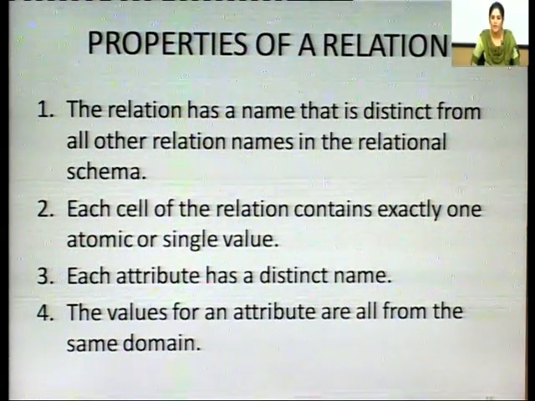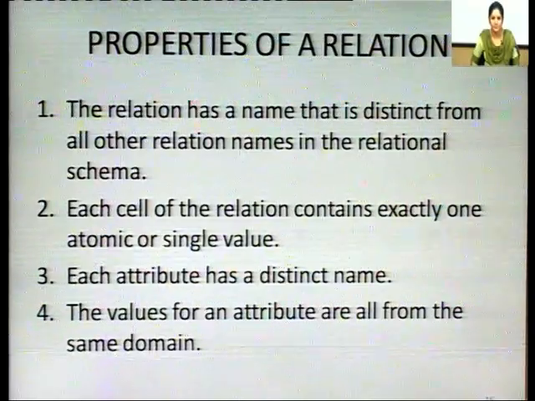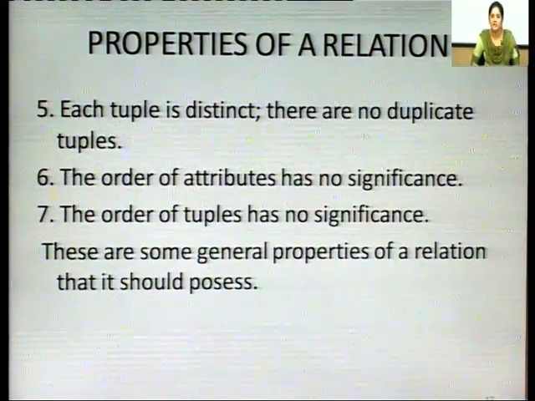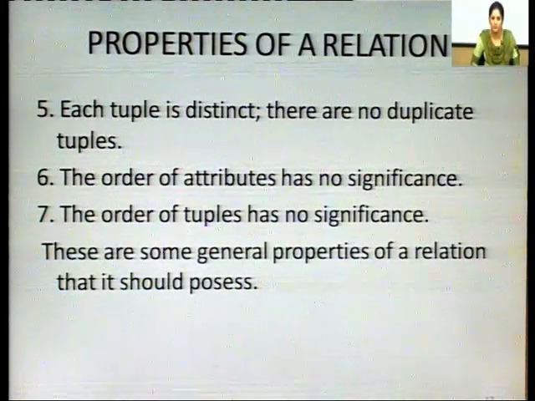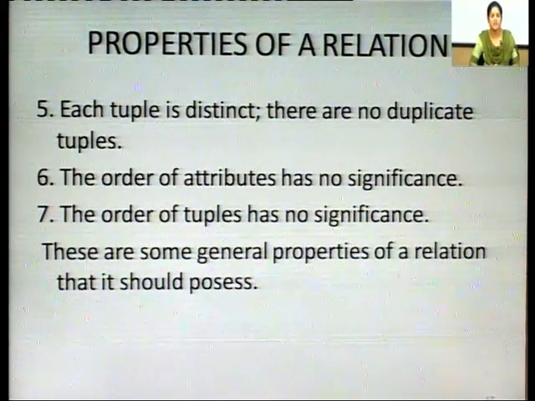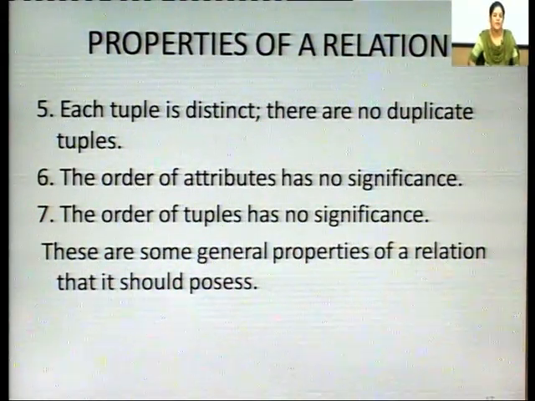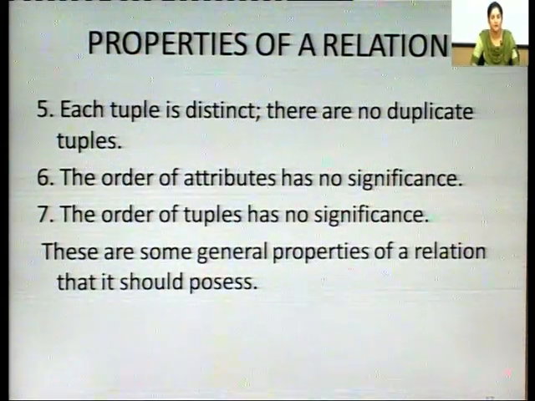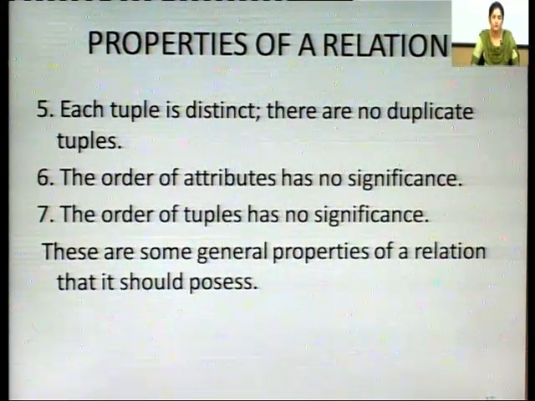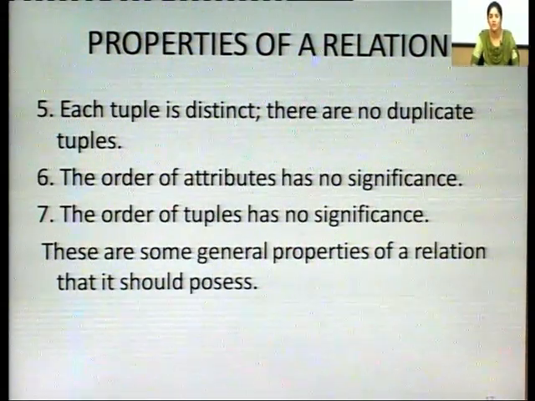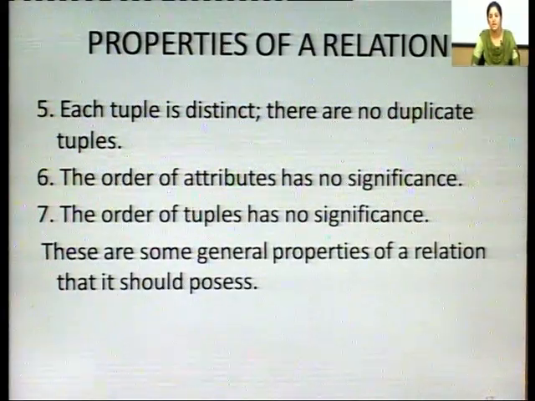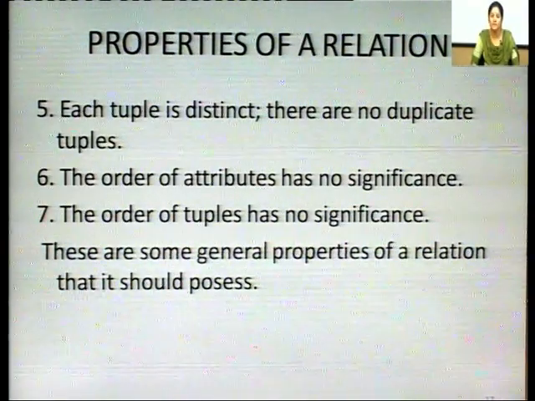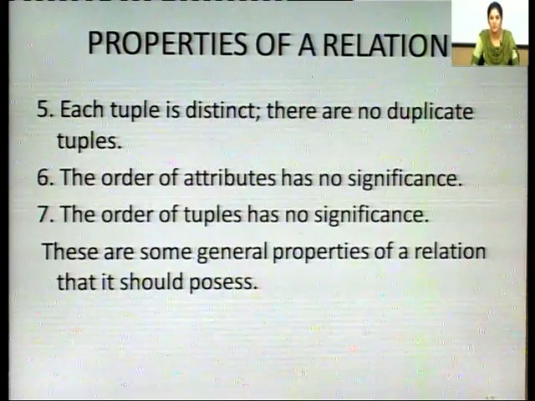Next is, the values for an attribute are all from the same domain. Next property is, each tuple is distinct; there are no duplicate values or tuples. This is because we designed the relational database management system to eliminate the duplicate values which could be stored in manual paperwork. So in order to maintain the distinctness of all the values, we need to ensure that each tuple, each row in your database, is distinct. That means it will not hold duplicate values.